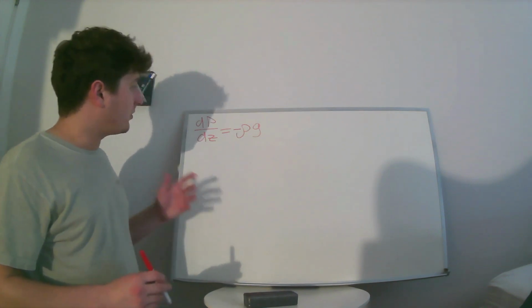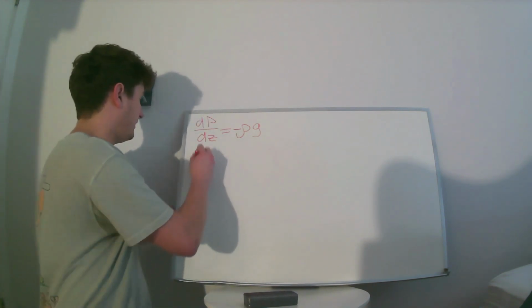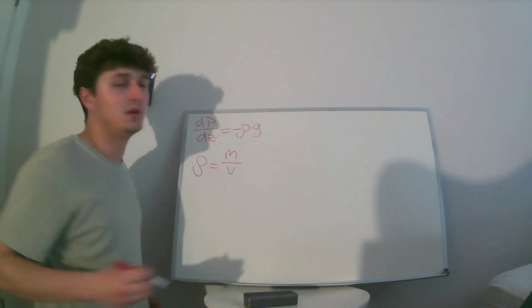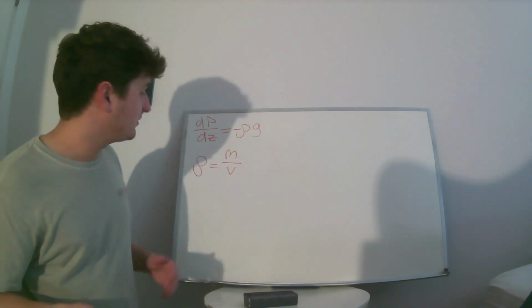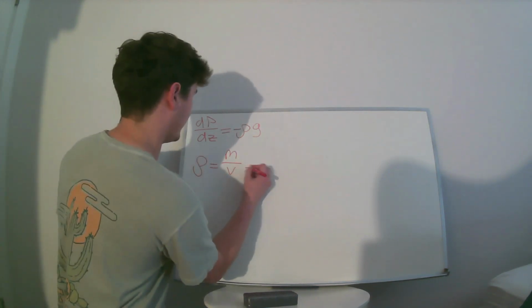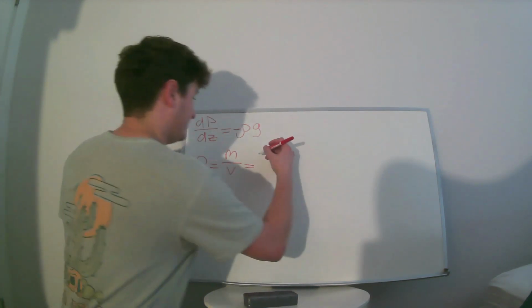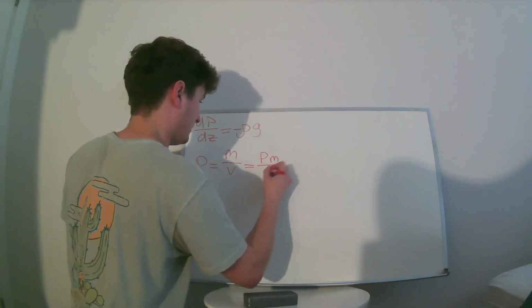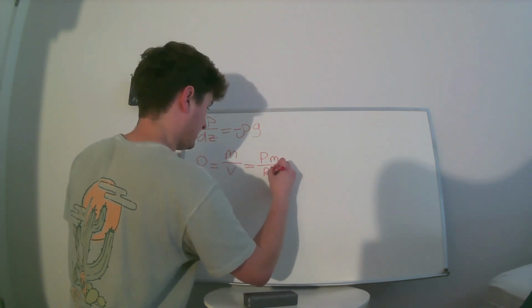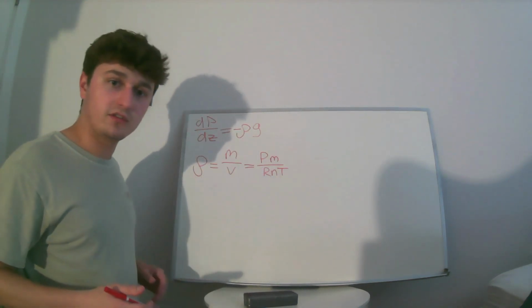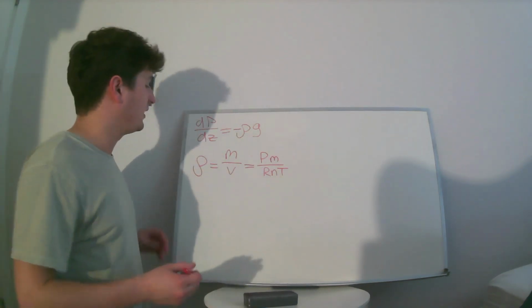Now, with this, what we know about density is that density is equal to mass divided by volume. What do we know about an ideal gas? We know that PV equals nRT. So what we can do with that is simply plug that in. So here we are. We just did a little bit of reorganizing real quick.